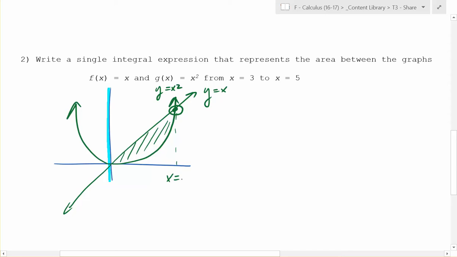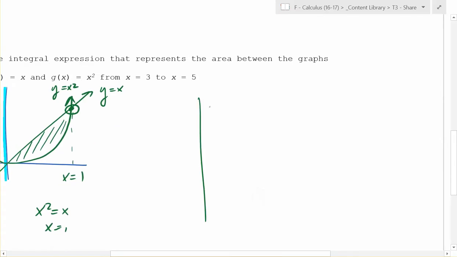2. Where does x squared equal x, everybody? 1. Yes. Where does x squared equal x? That equals that, x equals 1. So I ask you again, have I graphed enough of this graph? No, I have not. So you're going to actually have to graph the whole thing.